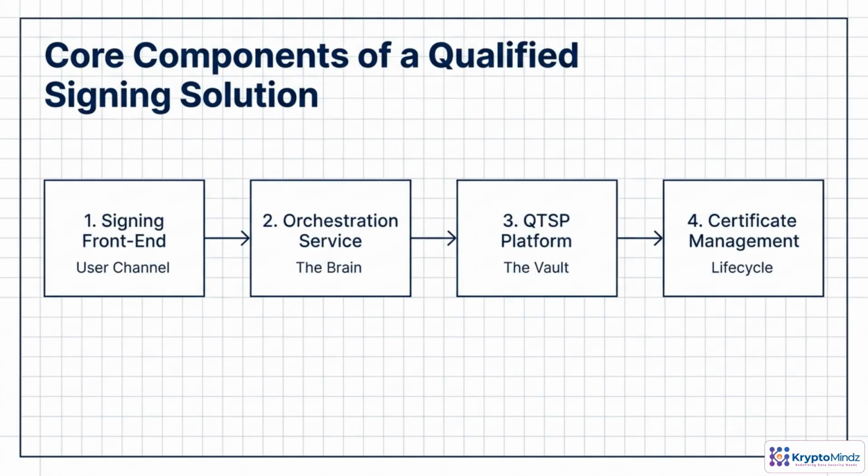A qualified signing solution has four main actors working together. First, the bank's front end: the app or portal where the customer reads documents, gives consent, and starts the signing. Second, the orchestration service: the brain that gathers context, prepares documents, and talks to the QTSP. Third, the QTSP platform: the secure vault that authenticates the user and creates the qualified signature. Finally, certificate management keeps keys and certificates valid, revoked, and auditable over time.